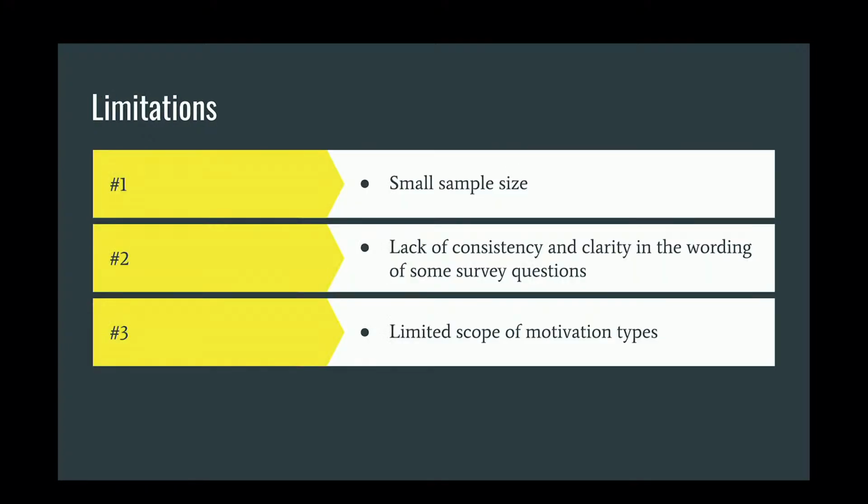The study had a few key limitations. First was the sample size with only 72 responses. Second, there's a lack of consistency and clarity in wording of some of the survey questions, which may have affected how participants interpreted or responded. The third being, the study had a limited scope of motivation types, focusing mainly on altruism versus egoism, without exploring other motivations like collectivism or principalism.